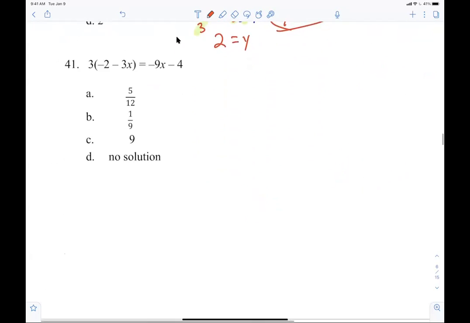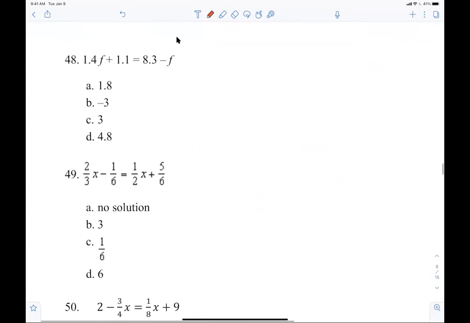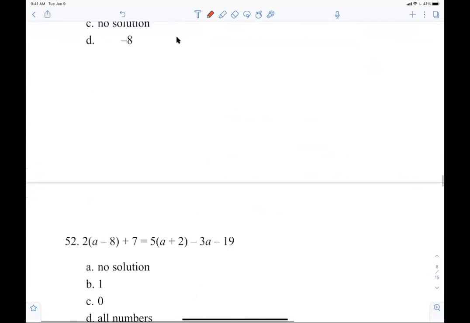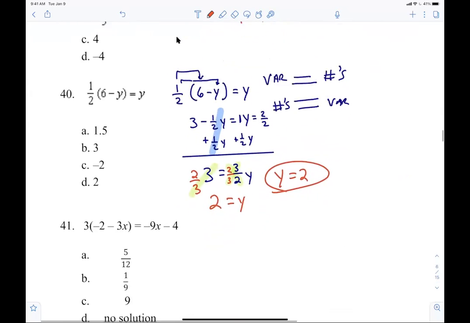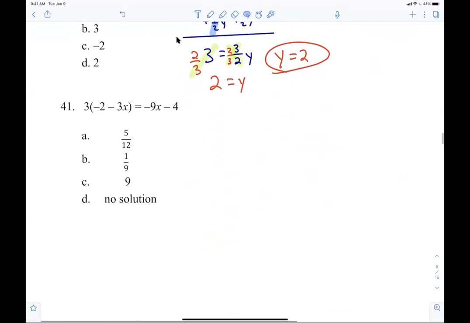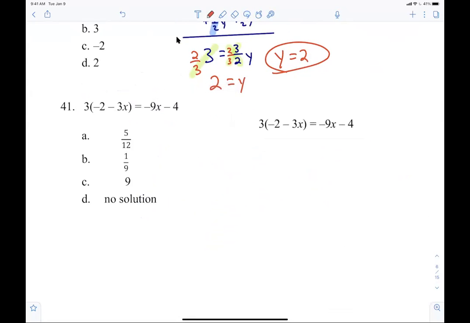All right, here we go. Well, I don't think we're gonna get to all these. That's all right. All right, 41. Here we go. First step for 41. Distribute. Thank you. When I distribute, 3 times negative 2. 3 times negative 3x.